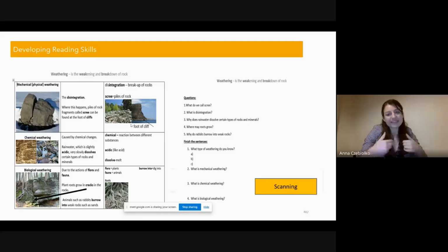What do we call scree? So again, we get students to actively think about these resources, these simplified resources. And they have questions, so you can very quickly check if they have understood the concept just from this extremely simplified resource.